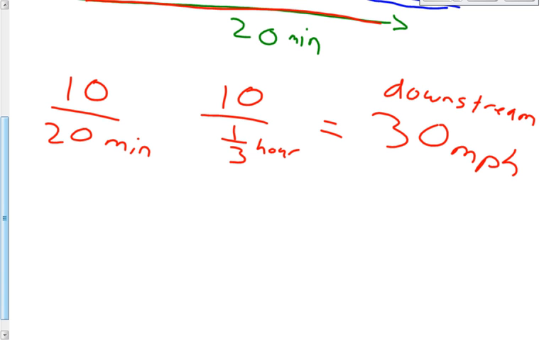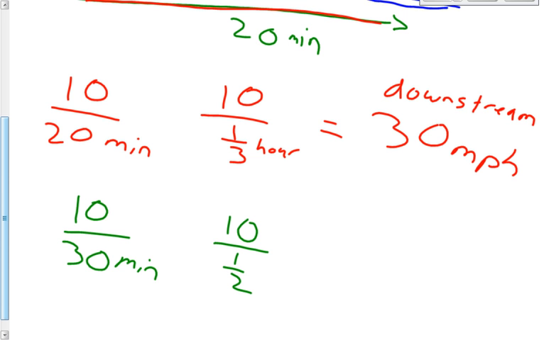Now going back upstream, it goes the same 10 miles. However, it doesn't take 20 minutes, it takes 30 minutes. So how many miles per hour does the boat go when it goes against the current? It goes 10 divided by a half of an hour. And 10 divided by a half is 20 miles per hour. This is going upstream, going against the current.